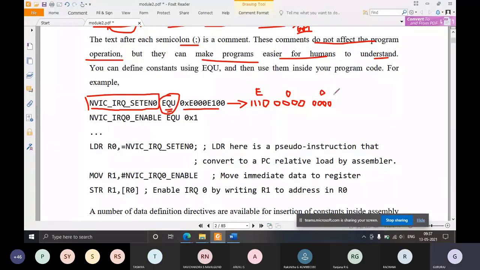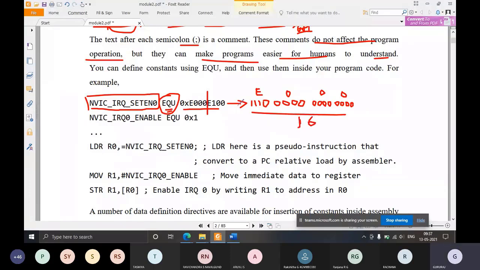Okay, so then followed by one more 0. So for that again, 4 zeros. Fine. So this is E followed by 0 0 0. So for these 4 characters, how many bits have you used? 4, 8, 12, 16. So totally 16 bits are over here. Okay, so this is 16 bits.